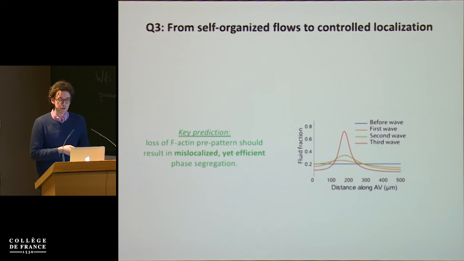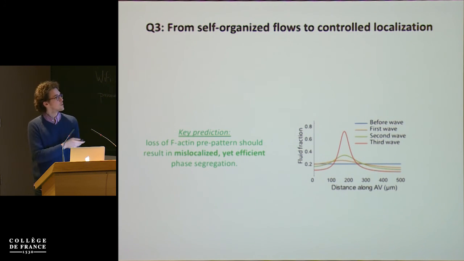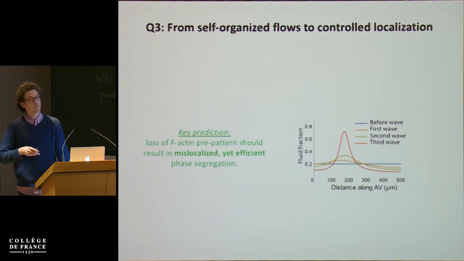But to come back to before, the really key prediction is that if it's self-organized, then if I remove this pre-pattern gradient, everything should be normal, just mislocalized, right? This is back to the figure where my accumulation was in the center. So the key prediction, if it's really a mix between self-organization and control, is this. So we thought, okay, let's try to play with actin dynamics to try to remove this pre-pattern.